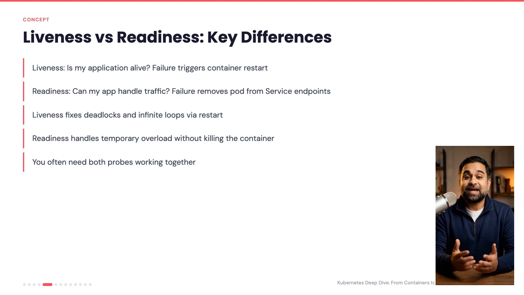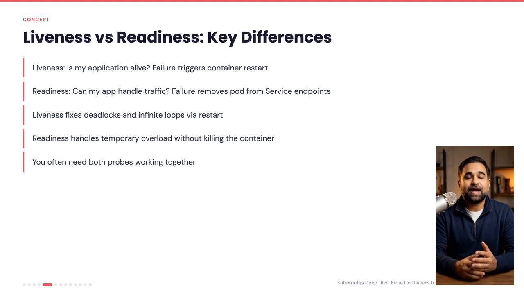Think about these settings from your application's perspective. If your app takes 30 seconds to start, your initial delay should be at least 30 seconds. If your health check endpoint sometimes takes 2 seconds to respond, your timeout should be at least 3 seconds.